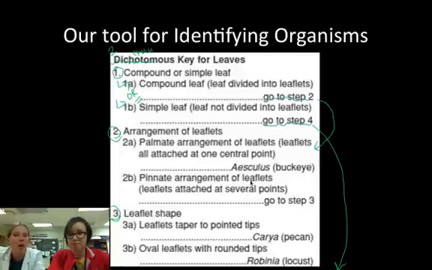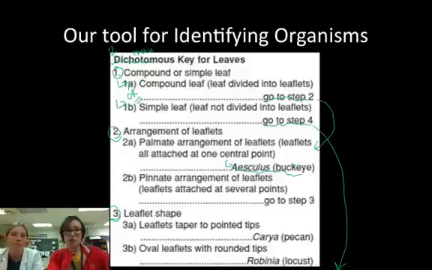So for example, let's say that my leaf had a compound leaf, so I go to step 2, and then let's say that all the leaflets were attached at one central point. Okay? What I see is, if that's the case, I don't see a direction here. What I see is a name. I see a scullus or buckeye. That's right. And so we've identified that particular leaf.